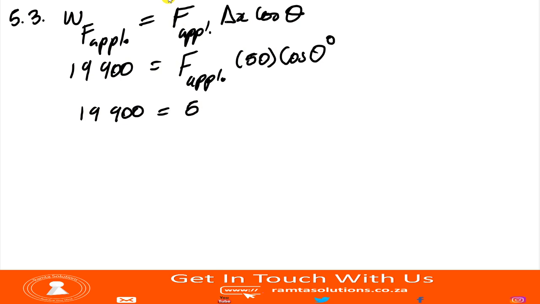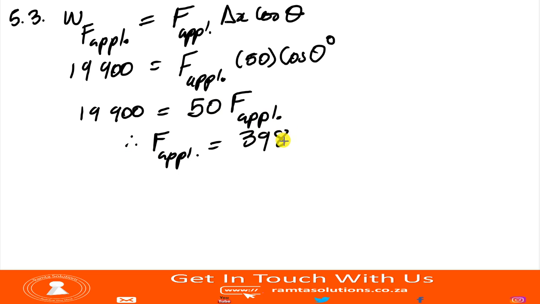This almost looks like 60. This is 50. All right, this is 50. Now, 19,900 divided by 50. In other words, answer divided by 50. Our answer is, therefore, the applied force is 398 newtons. Again, it is not surprising that the value is positive because it is going in the forward direction, which is the positive.